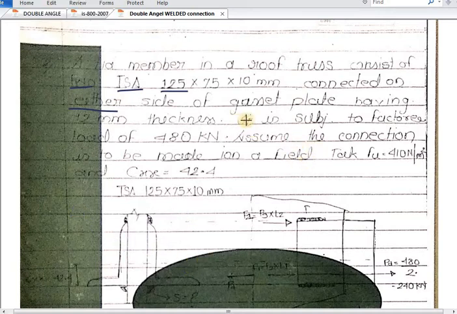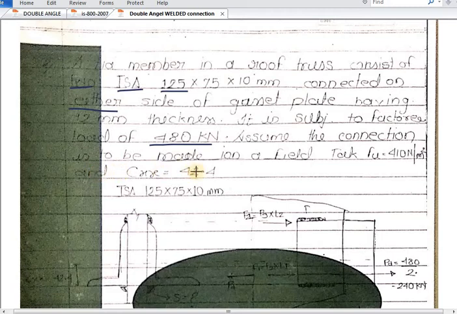Okay. Either side of gusset plate having 12 mm thickness, it is subjected to factor load of, yes, what is the factor load given? It is given as 480 kilonewtons. So this 480 kilonewton will be taken by these two angles which are connected back to back to a gusset plate, which are connected on either side of gusset plate. Okay, every word in this question is important. So these two angles are connected on either side of gusset plate and it is carrying a load of 480 kilonewtons.